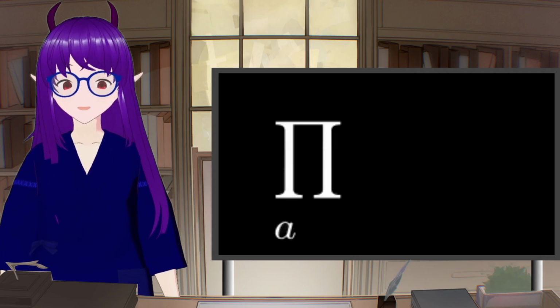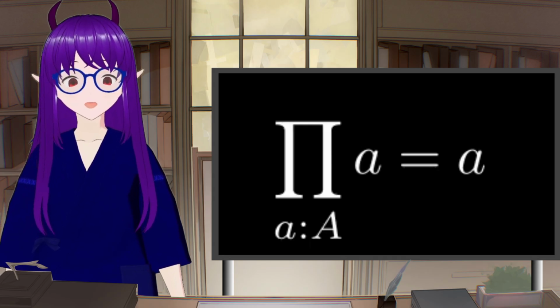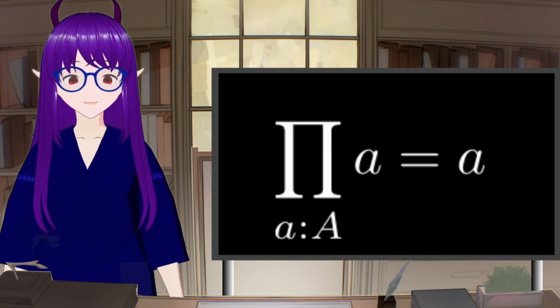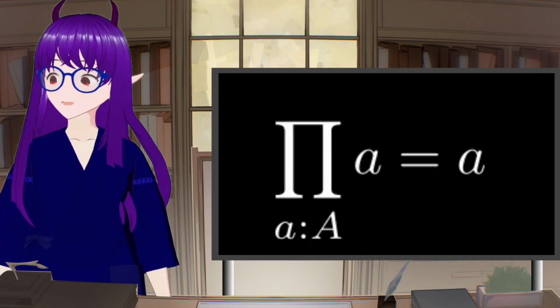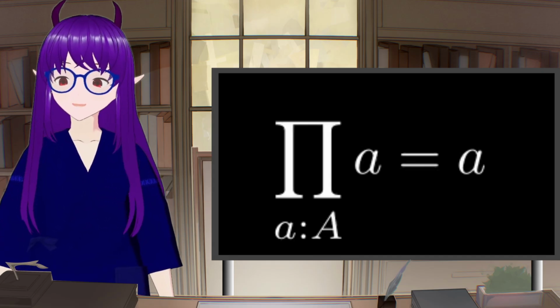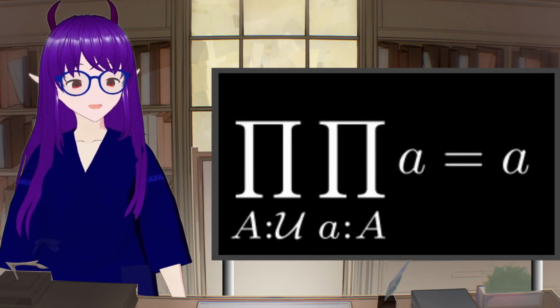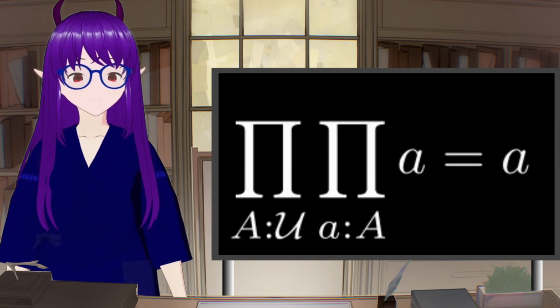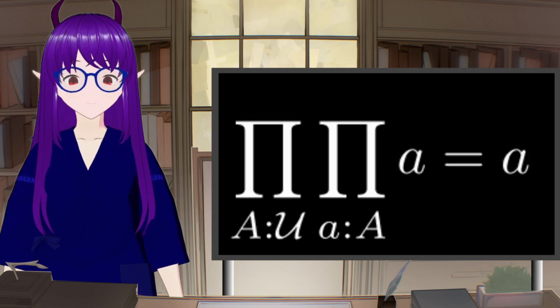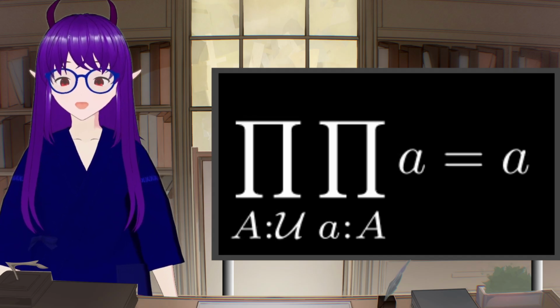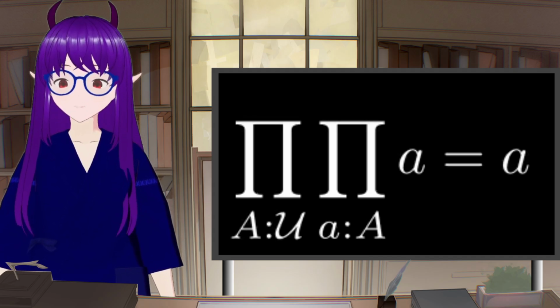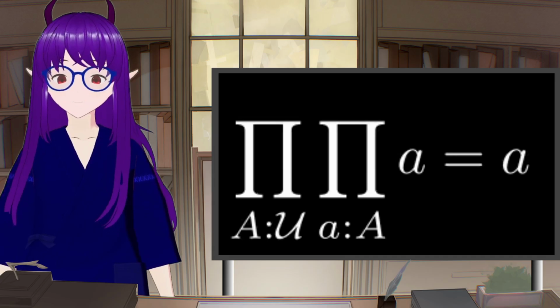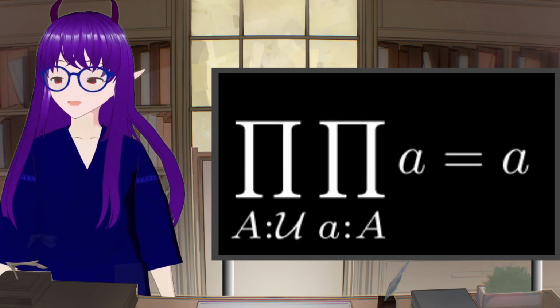Example time. This says the rather trivial statement: for every element in a type, that element is equal to itself. Since this is true for every type, we could extend it like this, which can be interpreted as saying for every type, every element in that type is equal to itself. While being true, it isn't particularly groundbreaking, to be honest.